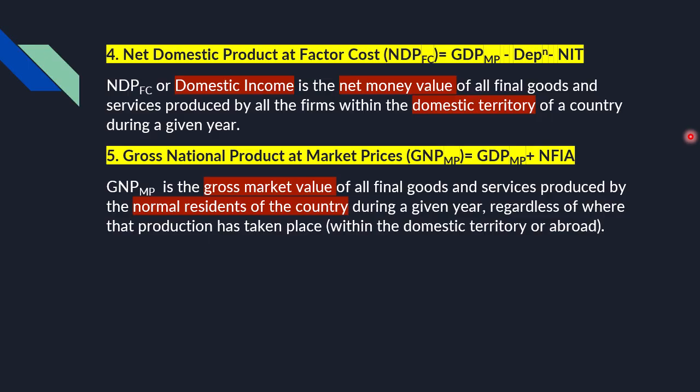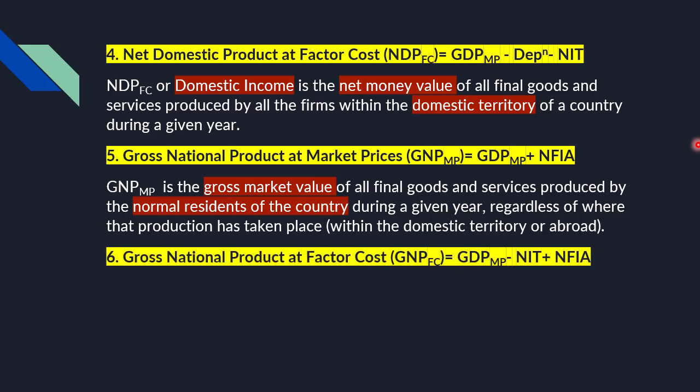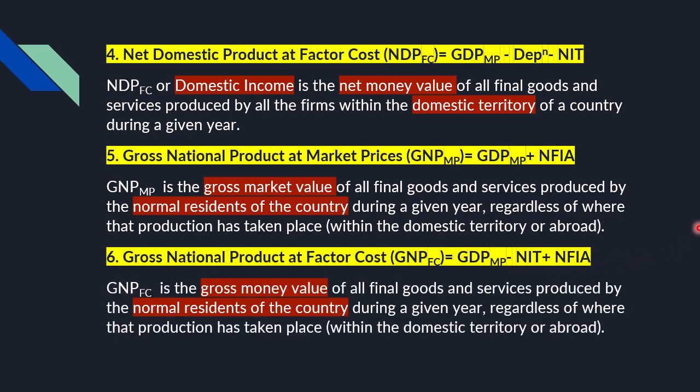GNP-MP को भी हमने GDP-MP से डिराइव किया है. द ओनली डिफरेंस इज यहाँ पे डोमेस्टिक की जगह नेशनल है, तो आप क्या करोगे यू विल ऐड NFIA. नेक्स्ट एग्रीगेट इज GNP-FC. तो यहाँ पे क्या डिफरेंस है. MP की जगह हम FC पे कैलकुलेट कर रहे हैं प्रोडक्ट को, तो आप क्या करोगे GDP-MP में से आप NIT सब्ट्रैक्ट करोगे और NFIA ऐड करोगे टू गेट GNP-FC. एंड डेफिनेशंस आर सेम ओनली क्योंकि यहाँ पे FC है तो हम मनी वैल्यू लिख देंगे. रेस्ट इज सेम एज अबव.